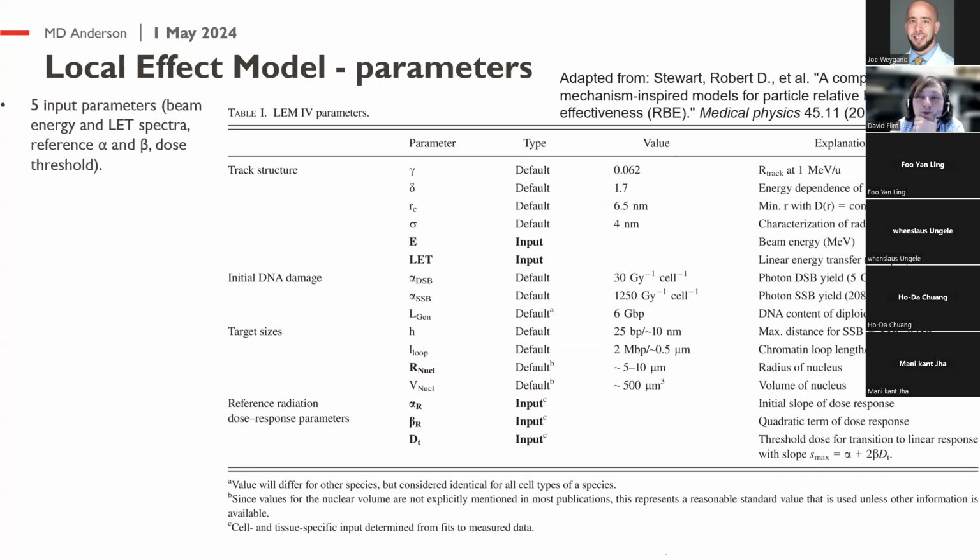Okay, so suppose you actually wanted to use LEM to make some RBE predictions. What do you actually need? Here, first, you need input parameters to describe the beam quality. You need the beam energy, you need the LET spectrum, and then as biological parameters, you need the reference alpha and beta values for the cell line of interest. And there's also a dose threshold parameter, which describes the dose limit for very high doses, where the linear quadratic model breaks down and the cell survival curve becomes purely linear.